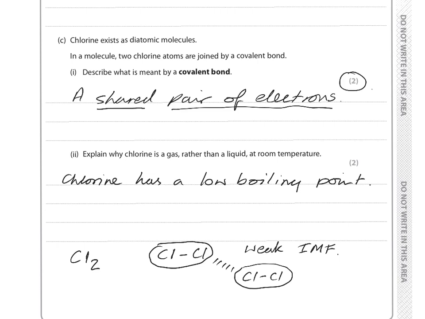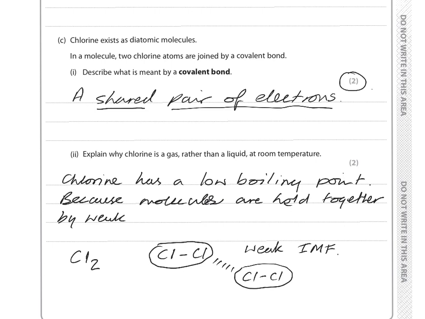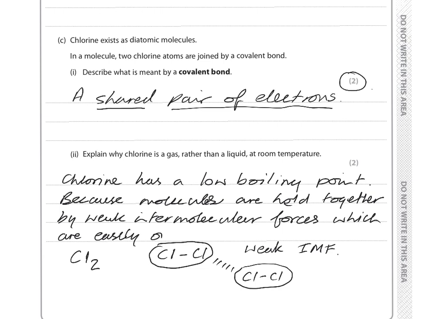So chlorine has a low boiling point because molecules are held together by weak intermolecular forces which are easily overcome by heat energy.